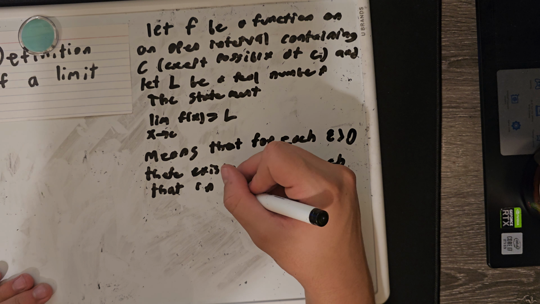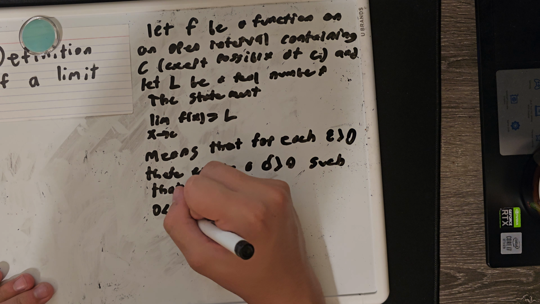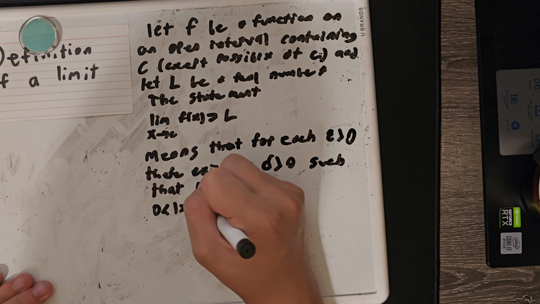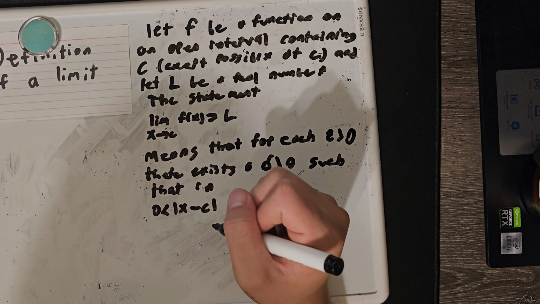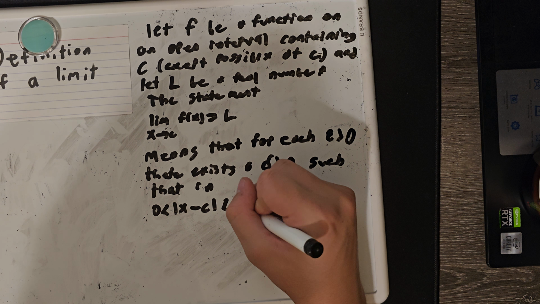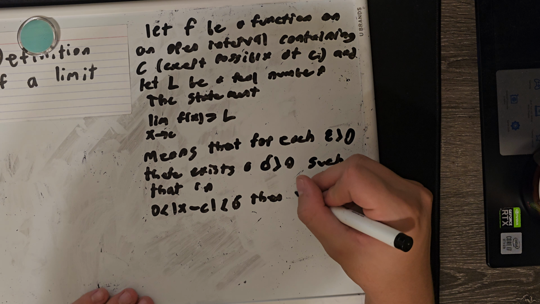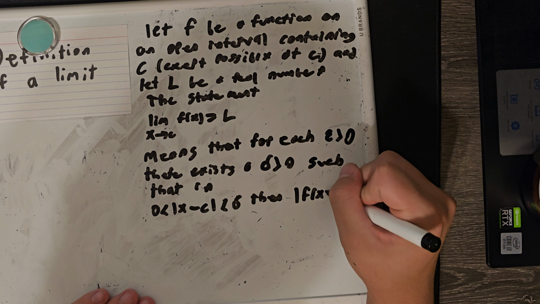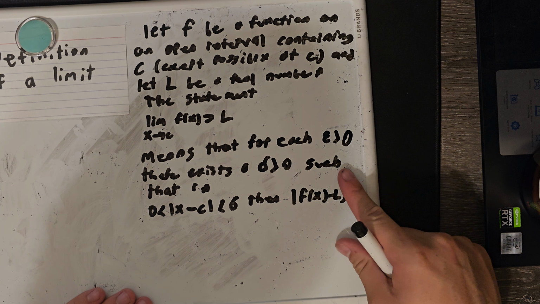if 0 is less than the absolute value of x minus c, so the difference of x and c, is less than delta, then the absolute value of f of x minus L is less than epsilon.